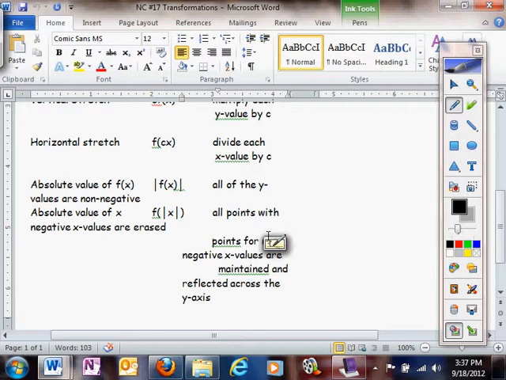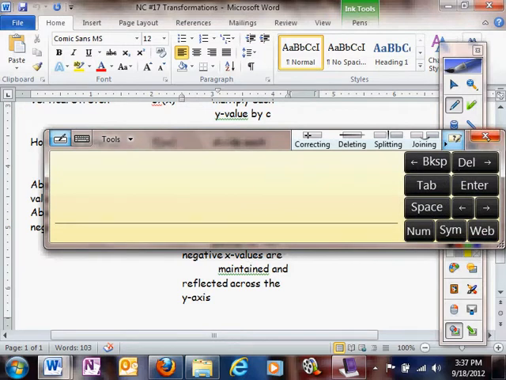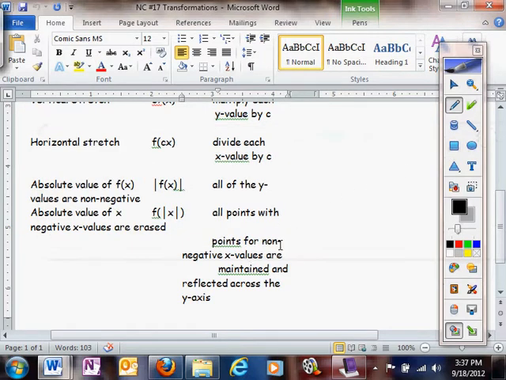Regular pre-cal, we may not be doing any of these. Pre-AP, pre-cal, we might have one or two examples of this. But basically what happens, if you have the absolute value of x within the function itself, all the points for non-negative x values or for all positive x values are maintained. So all of your positive x values are maintained and they're reflected across the y-axis. And all the points with negative x values, they're just simply erased.